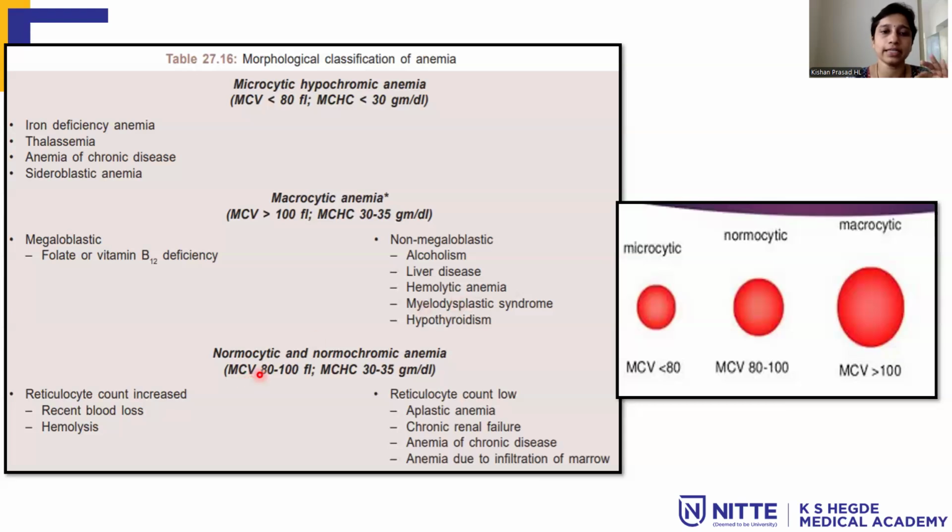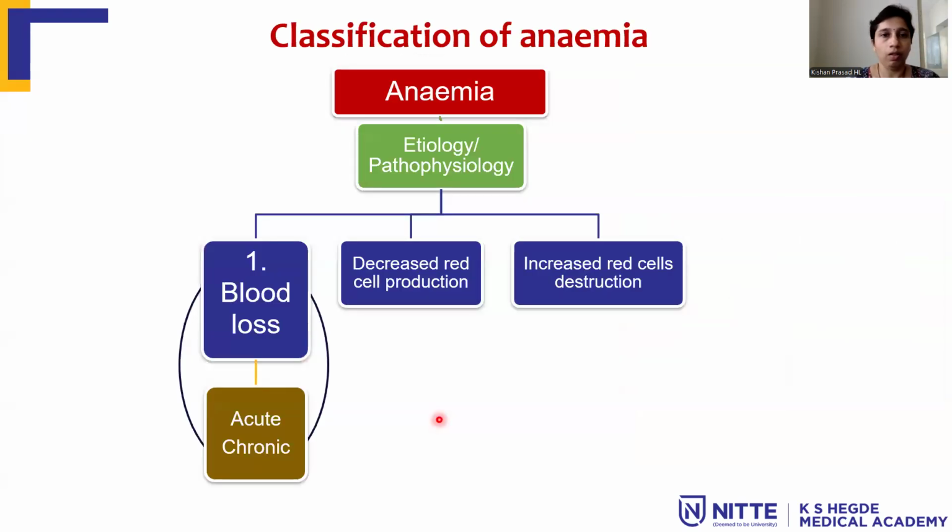Causes of normocytic, normochromic, or hypochromic anemia are either chronic blood loss, hemolysis, or there is a reduced production that will be seen as reduced reticulocyte count. So under this, either aplastic anemia, anemia of chronic disease, or chronic renal failure. So these are the causes based on morphological classification.